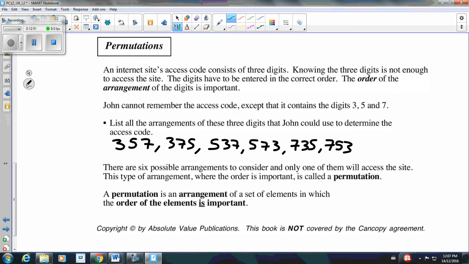This type of arrangement where the order is important is called a permutation. A permutation is an arrangement of a set of elements in which the order of the elements is important. This is a key part to the unit. One of the hardest parts of this unit is knowing whether order is important or not. So you have to think like this. Does it matter what order I put the digits in? In this case, it does.